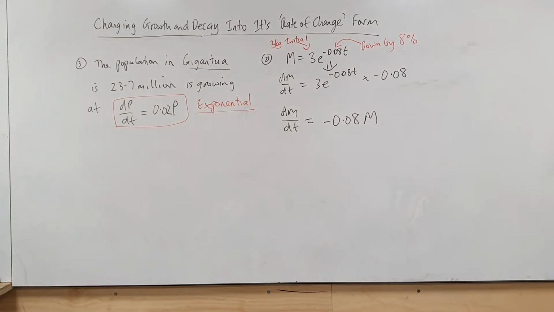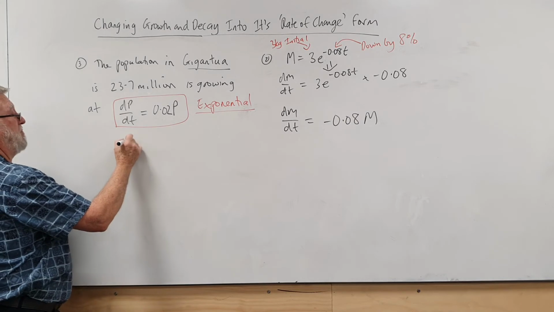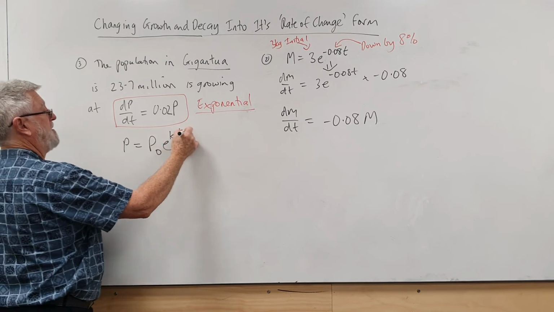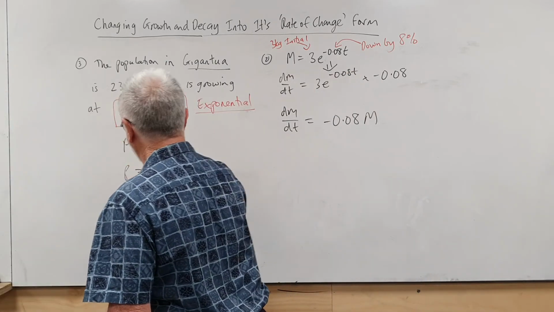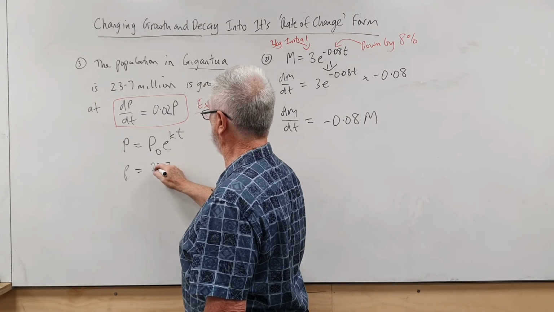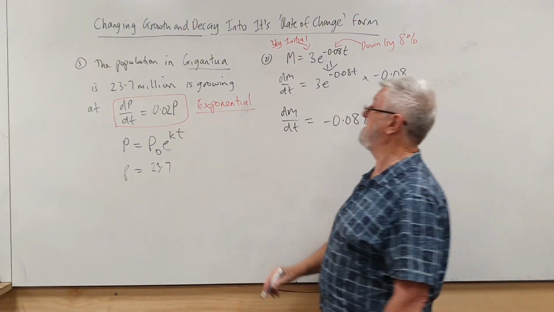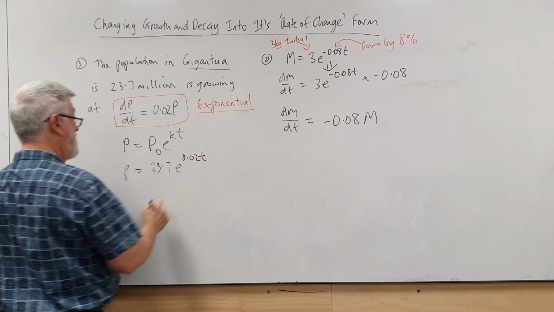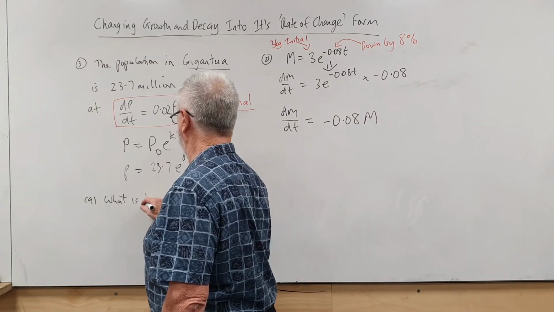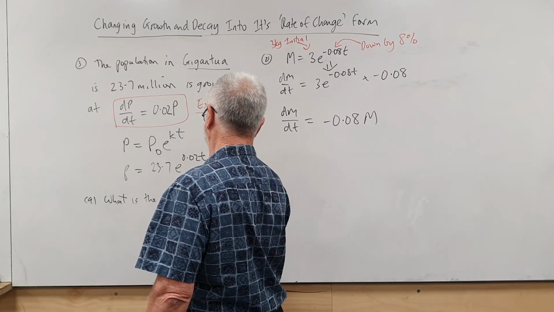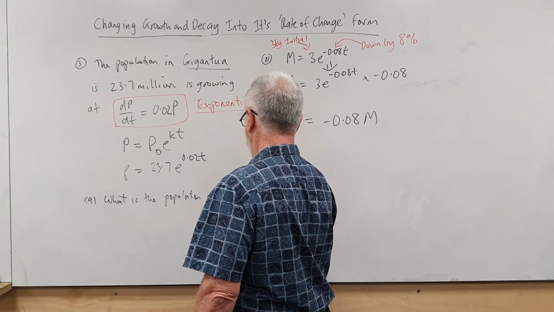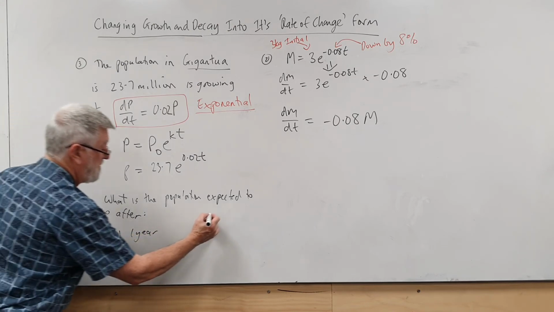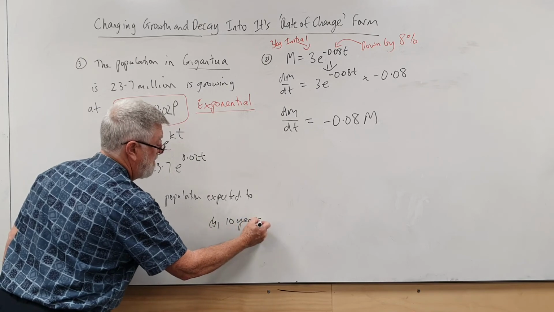So how do I write that using an exponential? P, and I'm going to write it fussy for a moment. P naught e to the kt. So what's P naught? 23.7 million. And yes, I can put millions, I don't have to put a lot of numbers in. And k is 0.02 times t. Now if I said to you part A, what is the population expected to be after 1 year? Of course you could do after 10 years and do whatever you want.